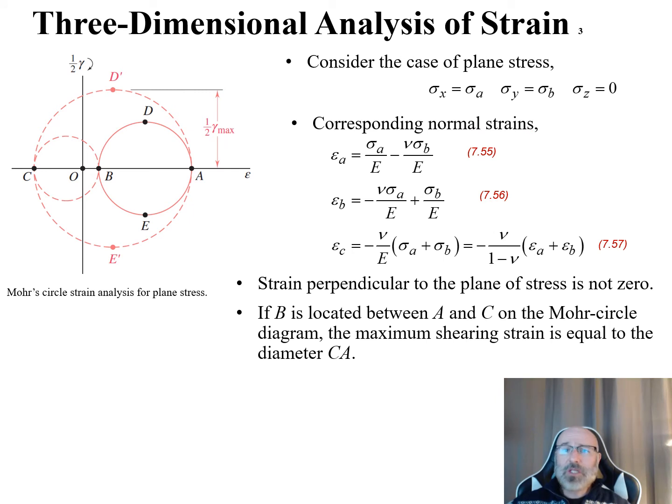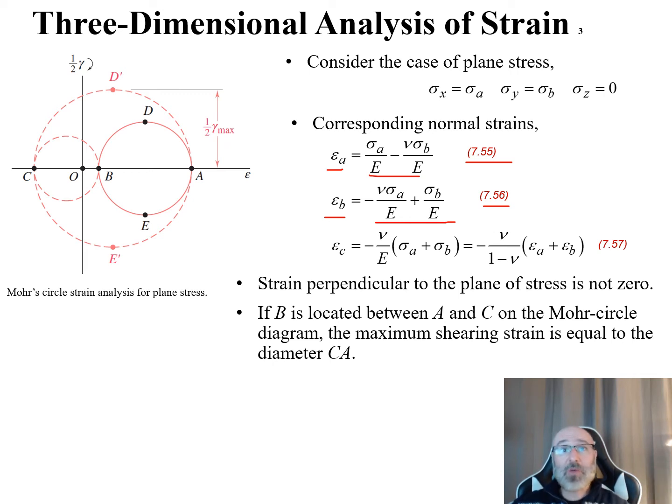So what we want to do now is take a closer look at equations 7.55 and 7.56. We can add these two together to get a relationship of our epsilon A plus our epsilon B. We'll do that to the left-hand side of the equation, and this is going to be equal to the sum of all the right-hand sides of the equation here. So we can add these all together, and when we do that, we can pull out some common terms and end up with a sigma A and a sigma B. We can then rearrange that relationship and solve for our sigma A and sigma B.